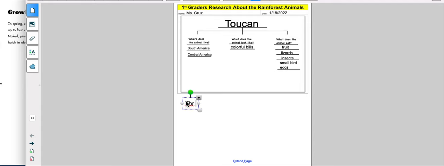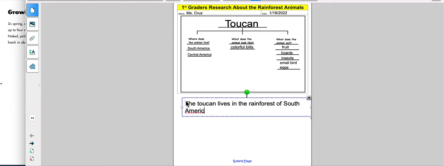So I'm going to model. The toucan lives in the rainforest of South America, period. So notice how I took the one fact from here and I'm writing it in a complete sentence. The toucan lives in the rainforest of South America.